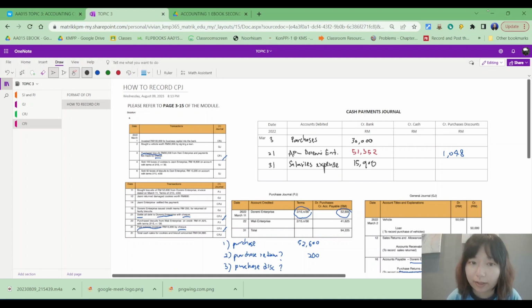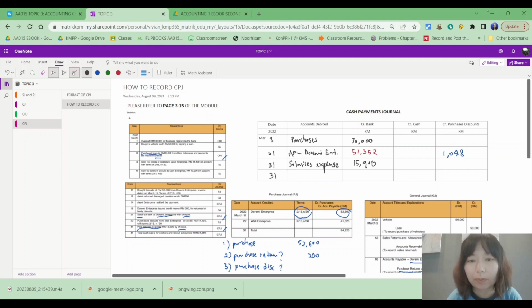And I think that's it, okay, because we only have 3 transactions that have to be included in CPJ. So we need to do a conclusion by calculating the lump sum, okay, the total. So the total shall be calculated on the last day of the month, okay, akhir bulan. So in March, we have 31 days. So it's up to you whether you want to put 31st here, or maybe you want to just leave it blank, okay, because the date is repetitive.